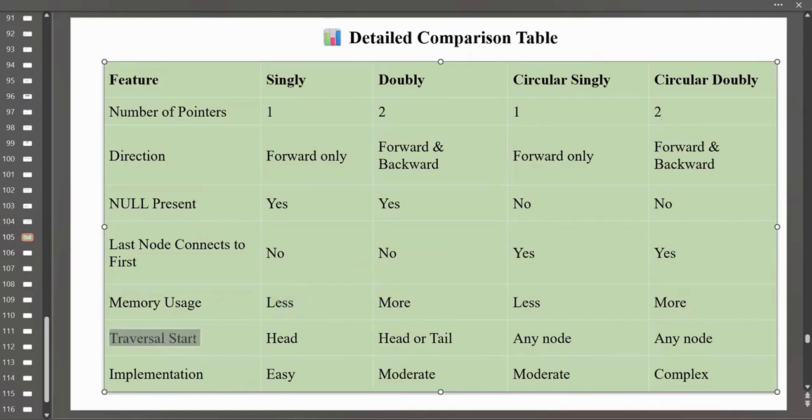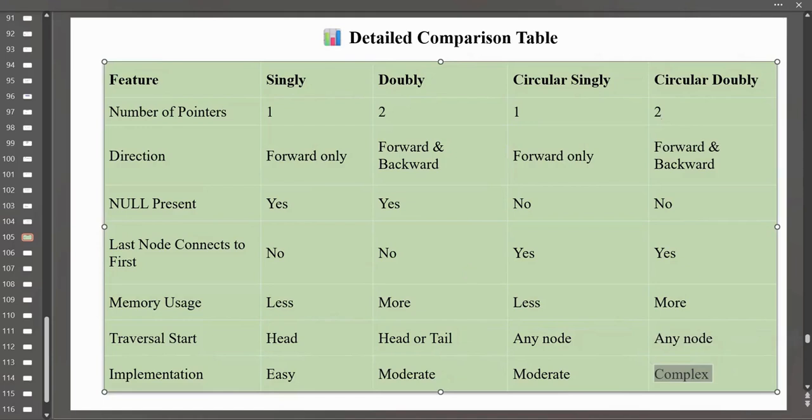Traversal starts from where? It will start from head, or from tail, in the case of doubly. But in circular singly and circular doubly, we can start traversing from anywhere, any node. Now, implementation. Singly is the one that has the easiest implementation, in any kind of code you can make it very simply. Doubly is moderate, but circular doubly is very complex, as we have to connect both nodes.